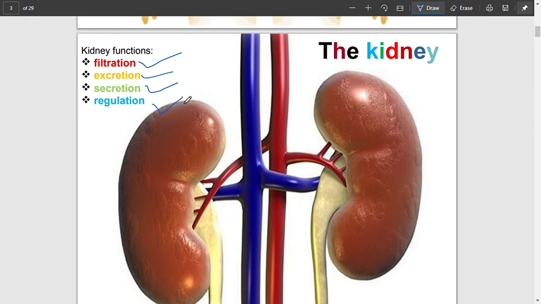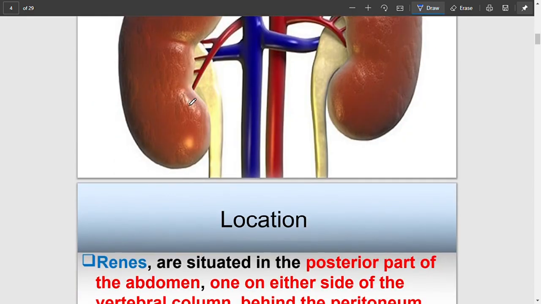And regulation of what? Regulation of homeostasis of the things that are in the body, and some regulation of water and so on. The minerals and the metabolites, whatever you say.